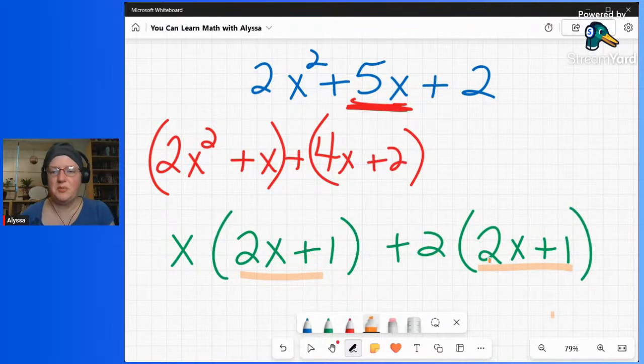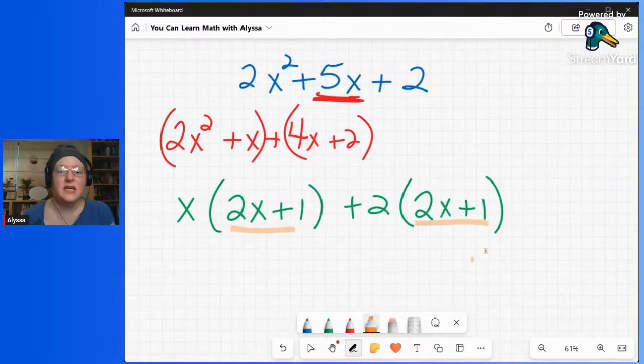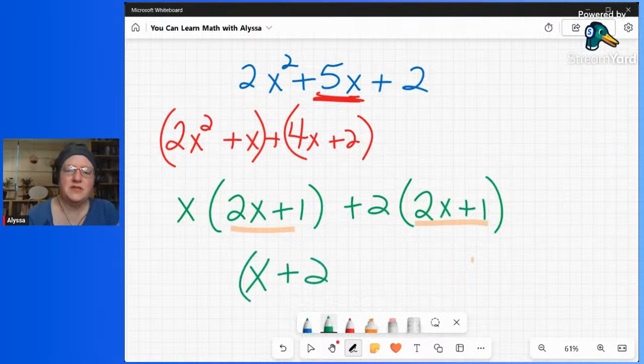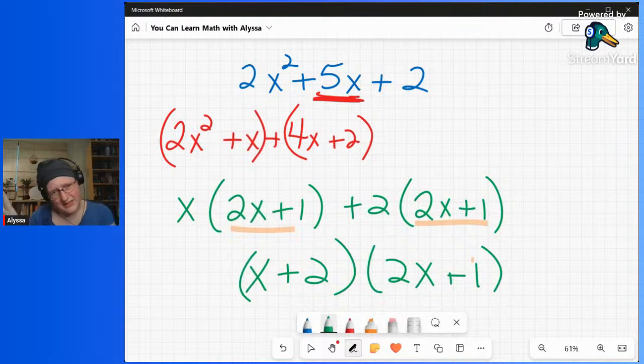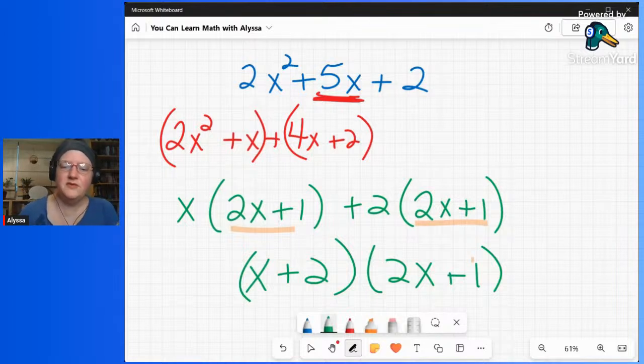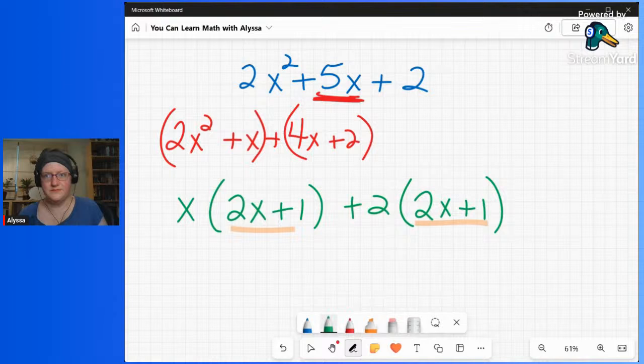Now here's the tricky part that causes a lot of confusion, and I totally get why. Teachers will then say, okay, so now you can put x plus 2 times 2x plus 1. And most of the students go, what? Why are you doing that? What is happening? Why is the 2 coming away and then there's a 2x plus 1? If we use some real numbers in here, I think it makes it a little clearer.